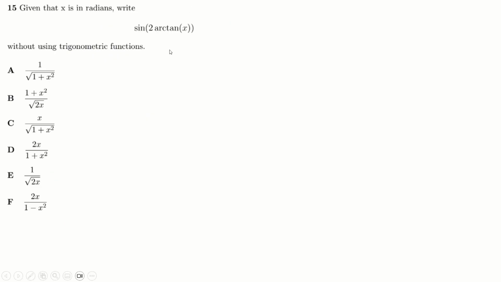Number 15. Apparently, I'm not supposed to use trig functions, so I'm just going to completely cheat instead. I actually don't know how to do this with trig functions, so that's not helpful. If we call this y and just let x be 0, arctan of 0 is 0, and sine of 2 times 0 is still 0. So whatever answer we have, it must give 0 when we put in 0. So if I put in 0 to this, I get 1 over 1, which isn't 0. So that goes away.